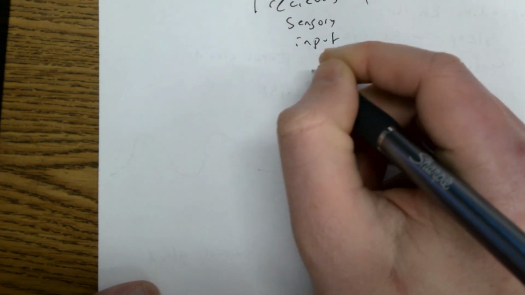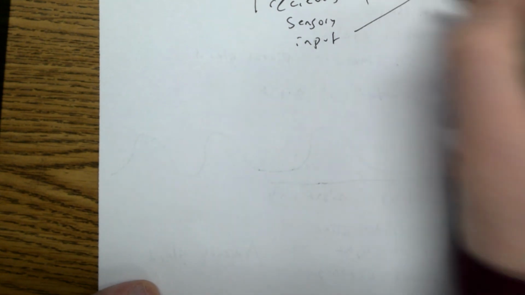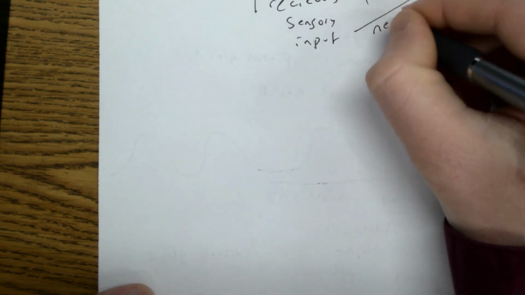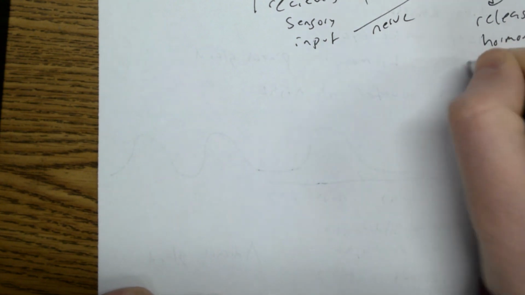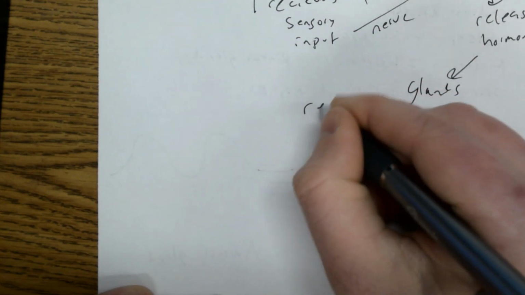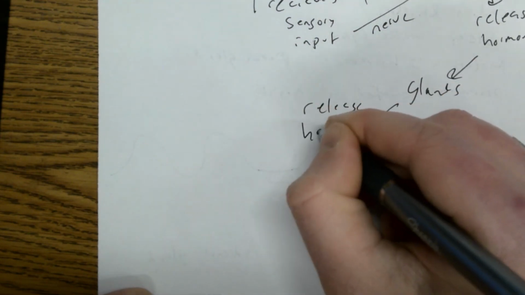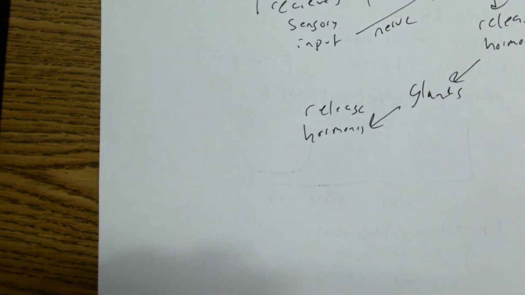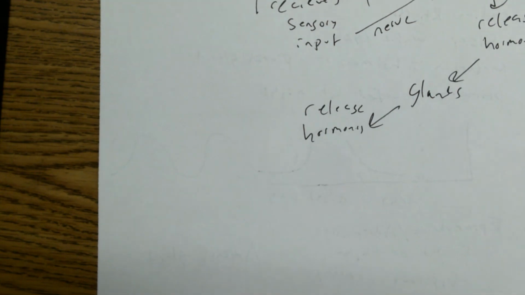And then it sends signals to the pituitary gland, nerve signaling, and then the pituitary gland will release hormones. And then those hormones will go act on other glands to make them release hormones. And so you get this cycle of hormone release all being controlled by the hypothalamus. This is the generic overview. For some of them, you need to know a little more specific.